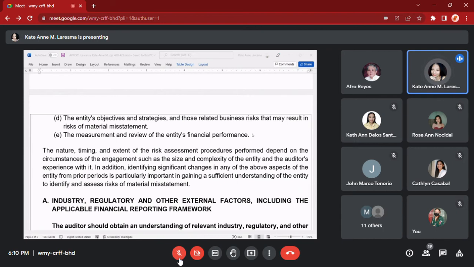Then letter E, the measurement and review of entity's financial performance. Ito naman, ano ba ang ganap kay entity? Going strong ba siya or pabagsak na? Need din alamin ni auditor.